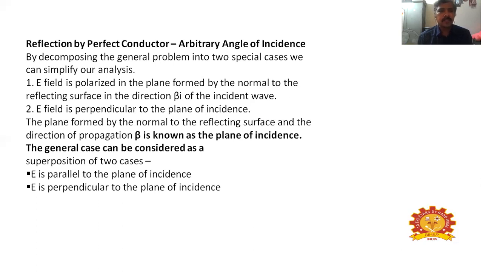The second one, the E field is perpendicular to the plane of incidence. The plane formed by the normal to the reflecting surface and the direction of propagation beta is known as the plane of incidence. The general case can be considered as a superposition of the two cases, that is, E is parallel to the plane of incidence and E is perpendicular to the plane of incidence.